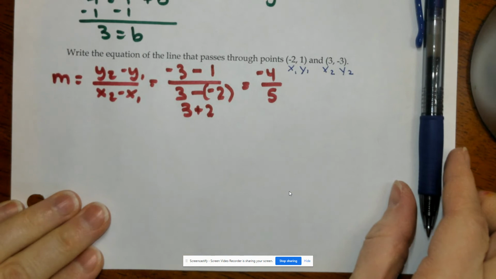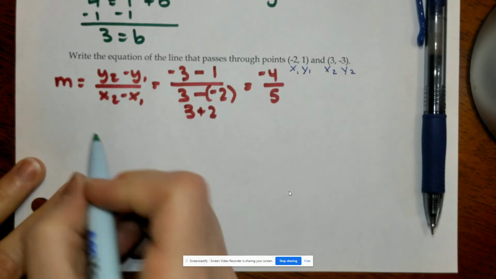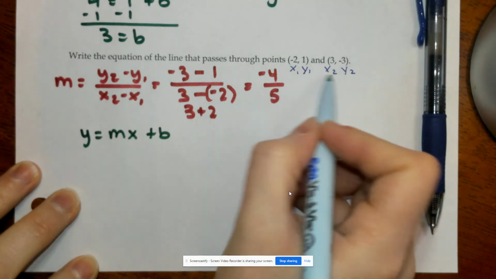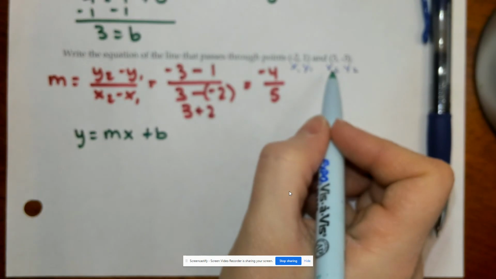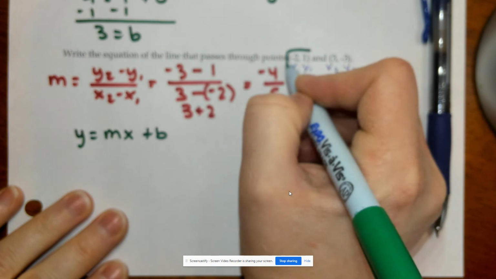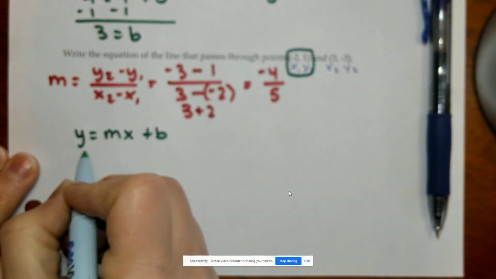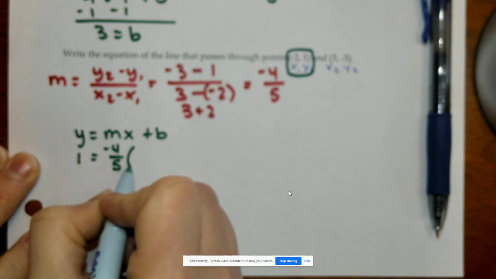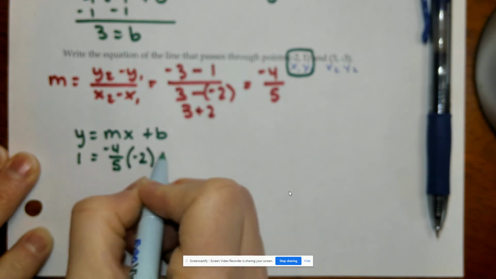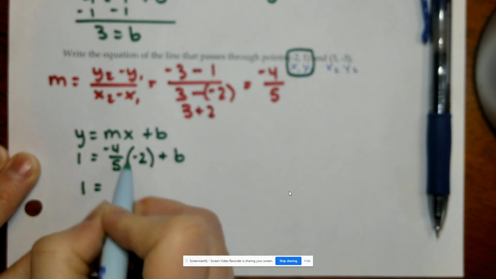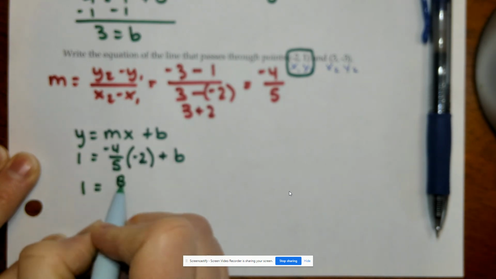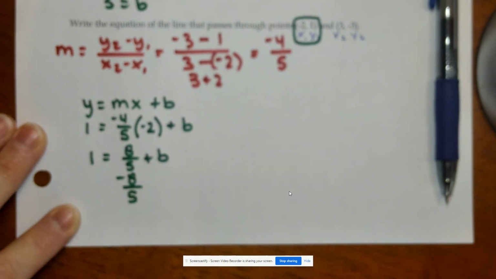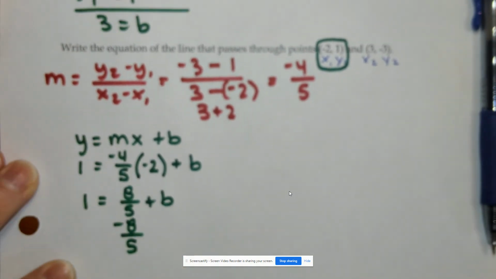All right, so now that I've got my slope, I'm going to move on to y = mx + b. What do I have? I can pick either coordinate. Neither one is really friendlier than the other, so I guess I'll just go with the one that's got smaller numbers. The y value is 1. Slope is -4/5. The x value is -2. That's what I was talking about not being friendly. 1 = -4 times -2 is positive 8/5. I've got to take away 8/5 from the left side and the right side.